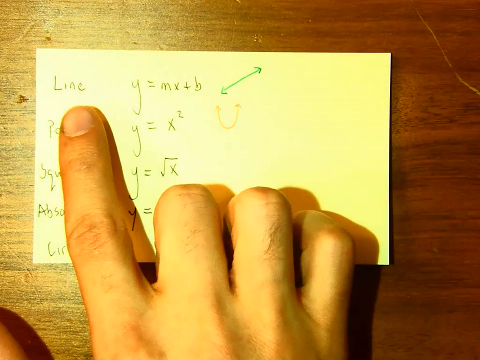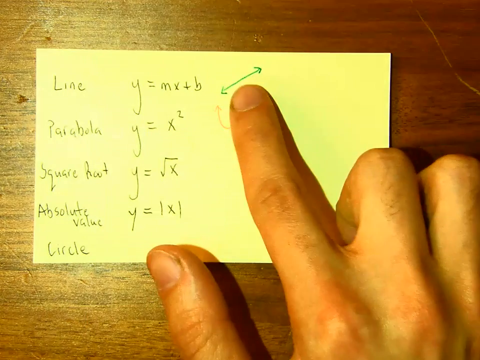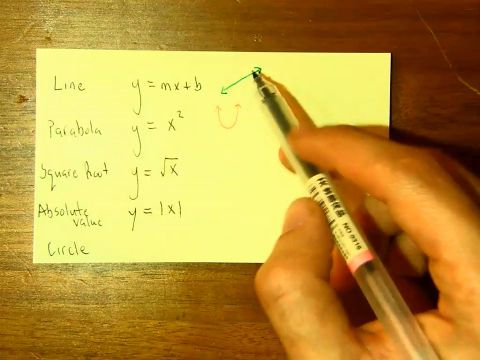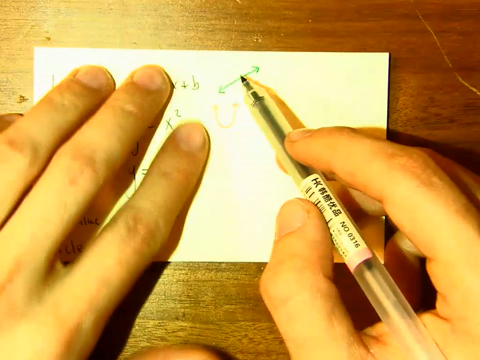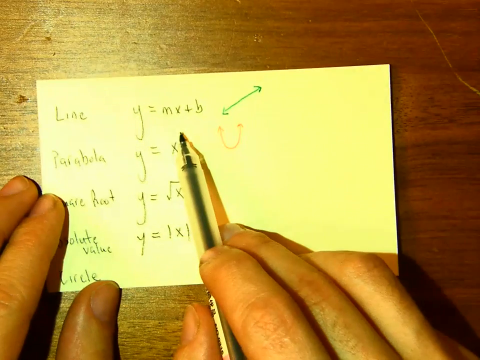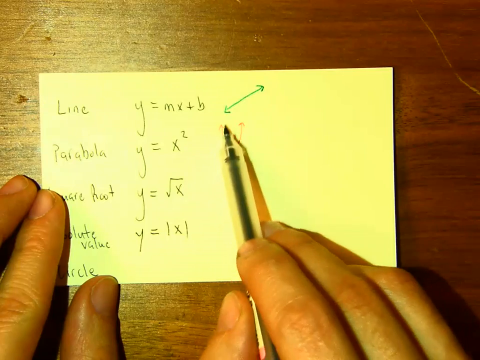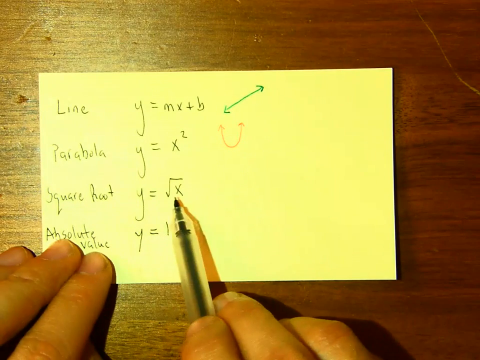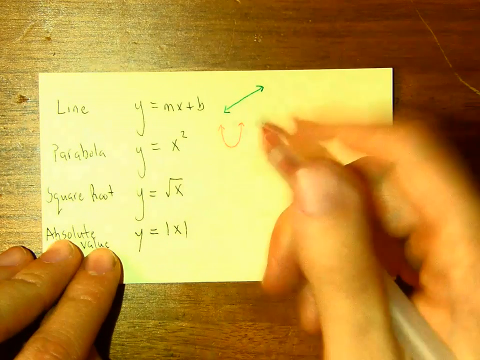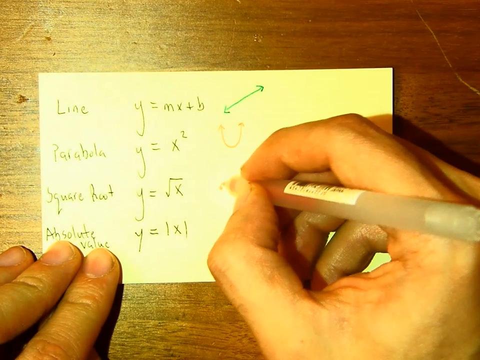If I said, what does a line look like? Okay, that's what a line looks like. But what's the equation of a line? The equation of a line is some y equals mx plus b. What about a parabola? Some x squared. It looks like this. What about the square root of x? Let's see. Do you remember what this looks like? This looks like that.